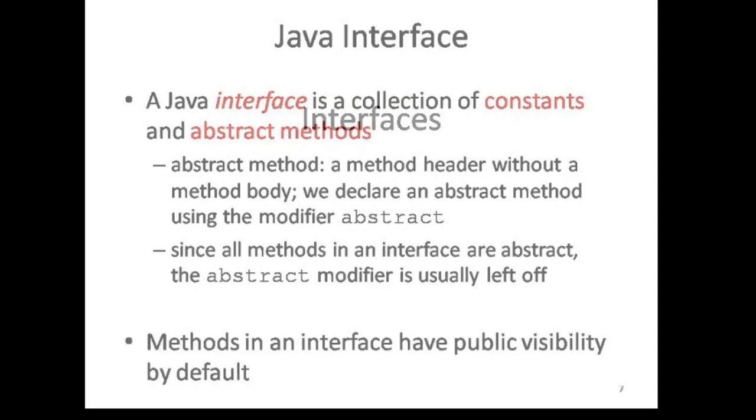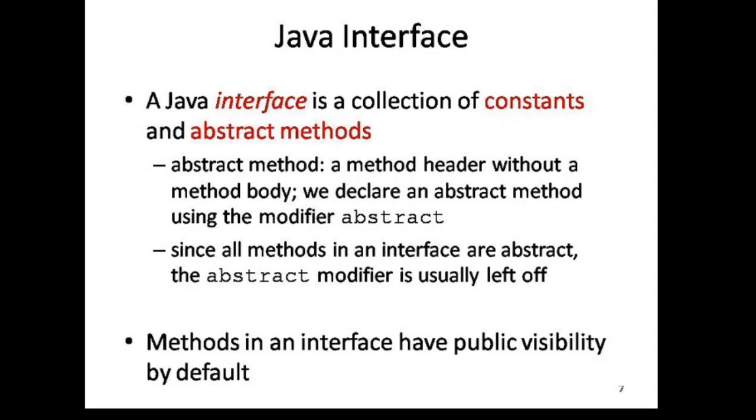What are interfaces? A Java interface is a collection of constants and abstract methods. Abstract methods are method headers without a method body. We declare an abstract method using the modifier abstract. Since all methods in an interface are abstract, the abstract modifier is usually left out. Methods in an interface have public visibility by default.